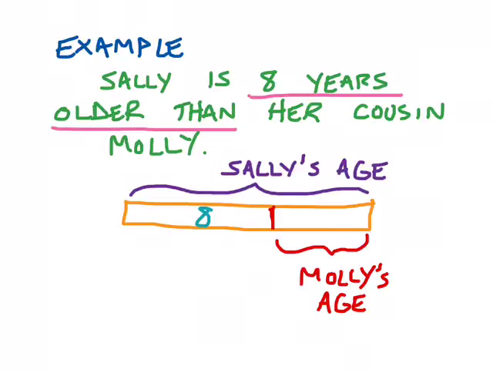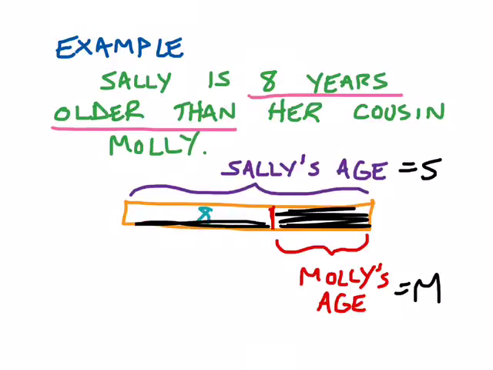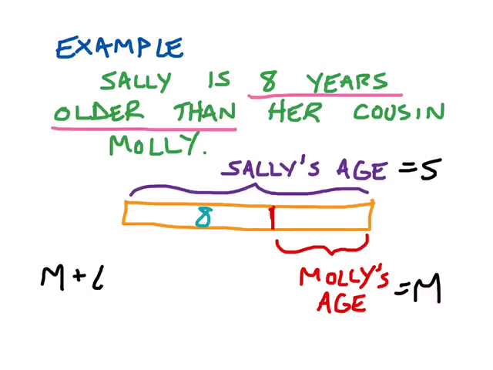Now it's time to start thinking about how we can actually write this equation. I'm going to say Sally's age is going to be S and Molly's age is going to be M, since I don't know either of their ages. They'll both be variables. But I can start thinking about the relationship here. One way I can look at it is that if I take Molly's age and add that 8 to it, it'll be the same as the Sally's age bar. So I could write that as Molly's age plus 8 would equal Sally's age.